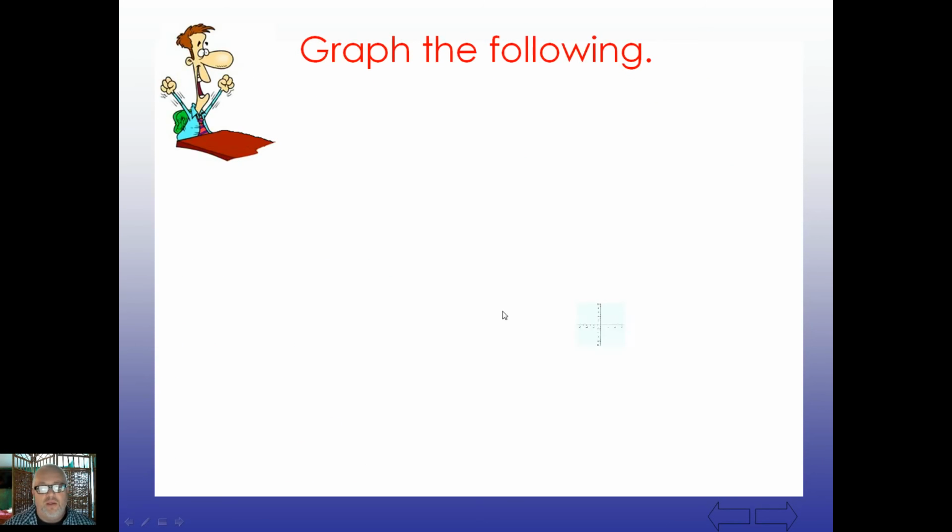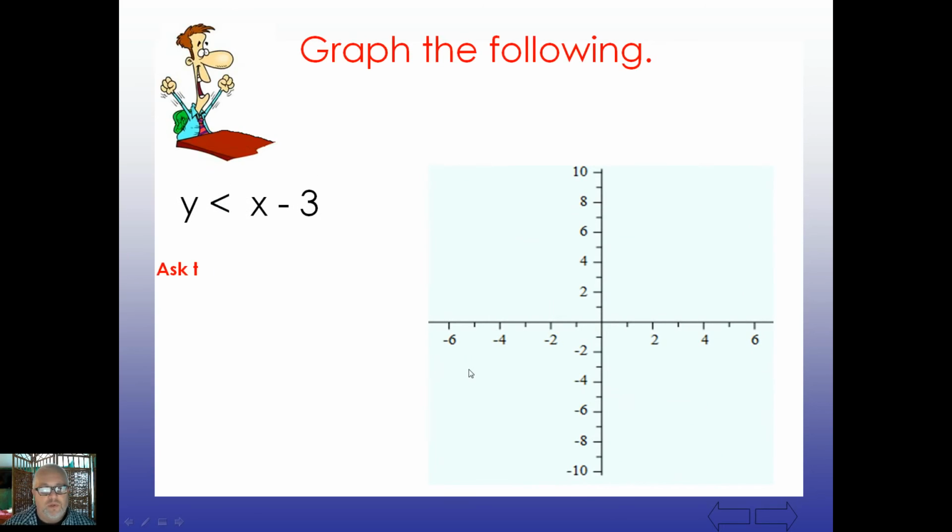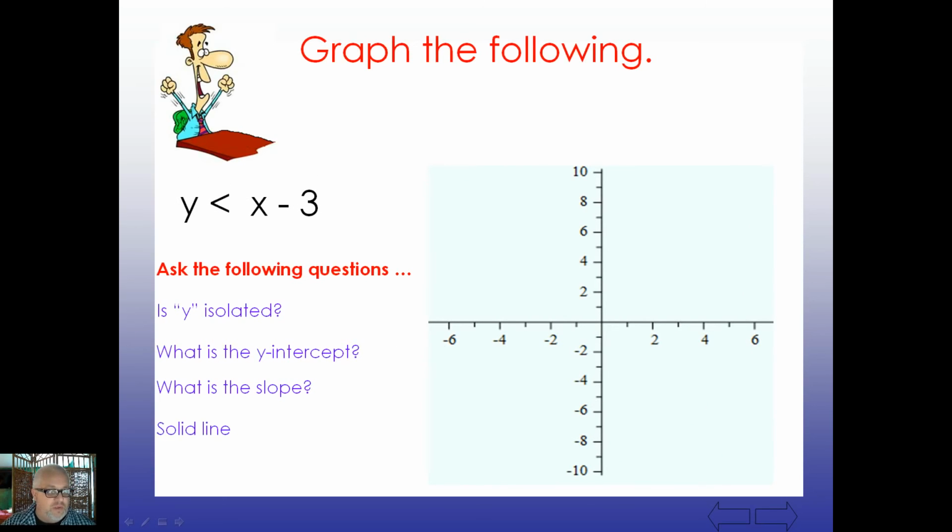Let's try this one. So, y is strictly less than x minus 3. So let's take a look. Let me grab my trusty pen here. And let's start at the top. First of all, is y isolated? And of course the answer here is yes, y is alone. What's the y-intercept? Well, the y-intercept is this b value out here, negative 3. So put a dot here, negative 3.